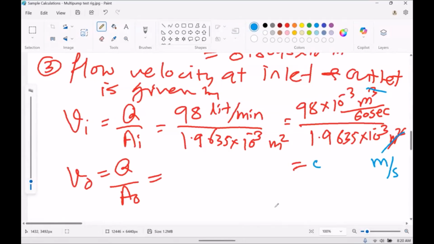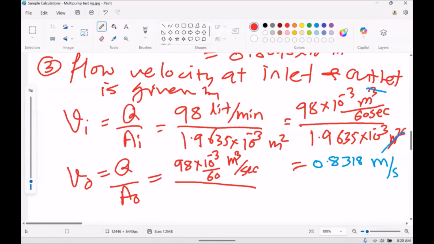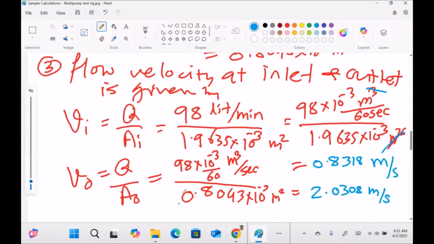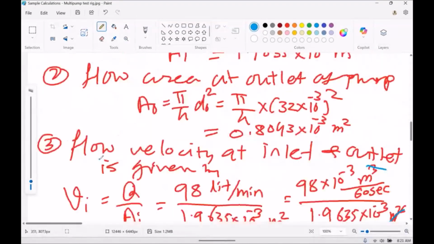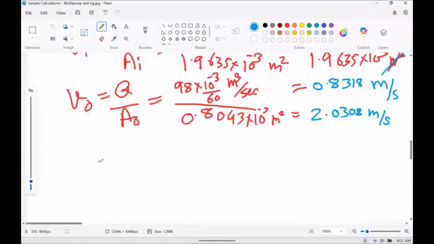And how much is VI? 0.8318 meter at outlet. 0.8043 into 10 to the power minus 3 meter square, and you will get the answer 2.0308 meter per second. Once we know the velocity at inlet and outlet, we will go for number 4, head. How can I find the head? By Bernoulli's equation. Number 4, this is important.